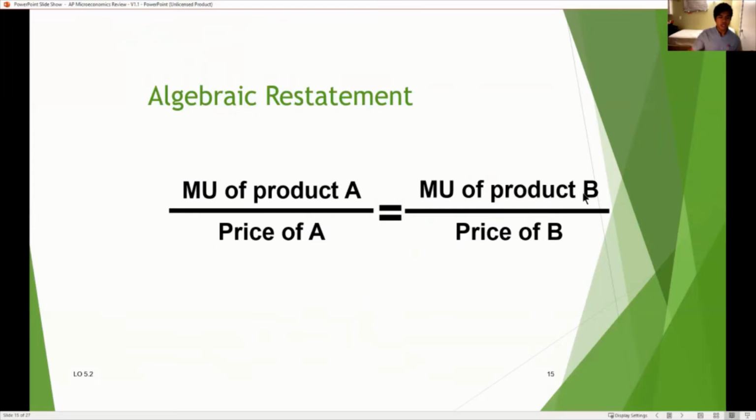Well, we're going to use this utility maximizing rule, where we take the ratio of the marginal utility of A over the price of A, and we set that equal to the marginal utility of B over the price of B.